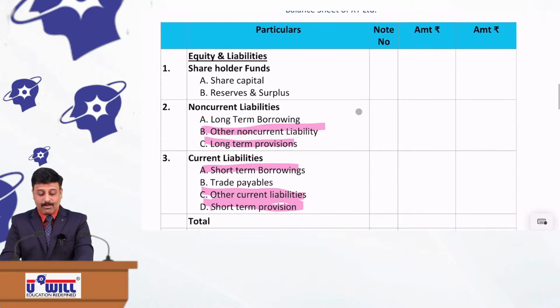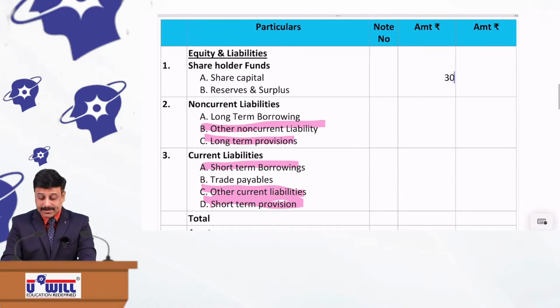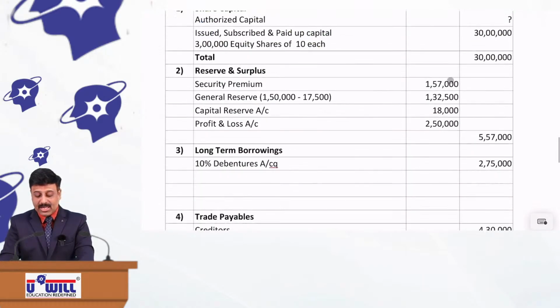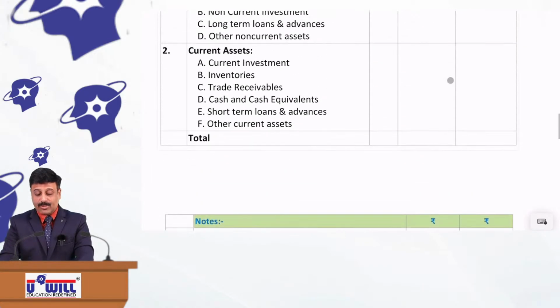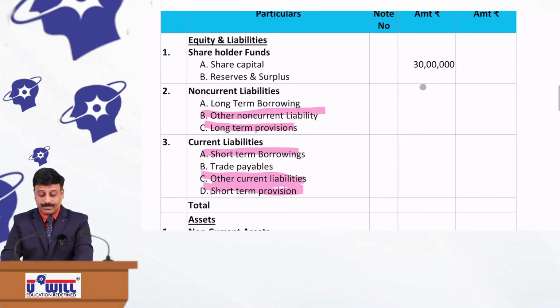Now these amounts will be put in the final balance sheet. So share capital is 30 lakhs. Then reserves and surplus is how much? Total of 5,57,000. All of you can see here. Reserves and surplus total is 5,57,000. Total 35,57,000.